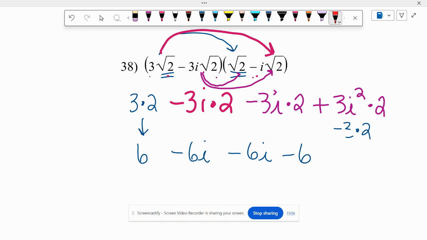What happens to my 6's? They cancel each other out. So I'm left with negative 12i.